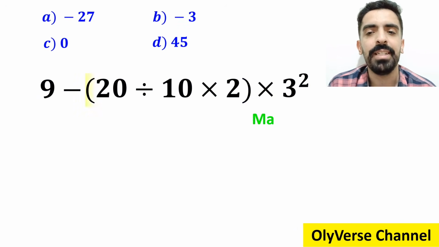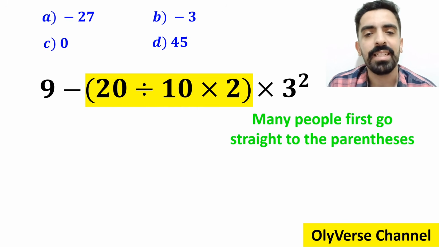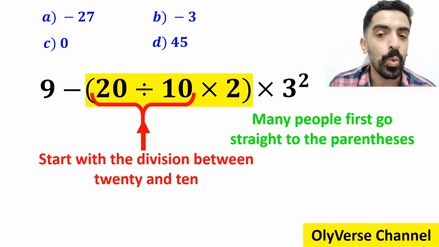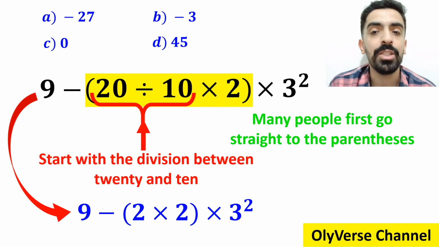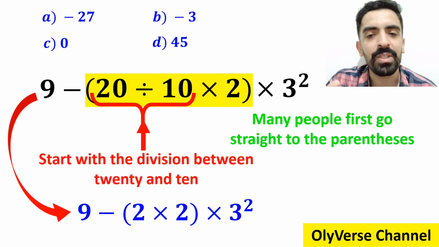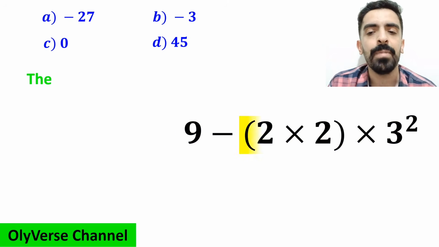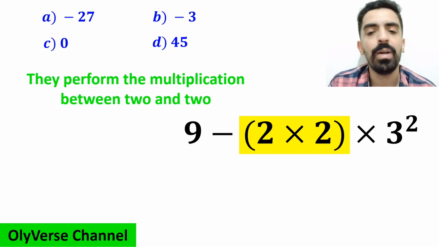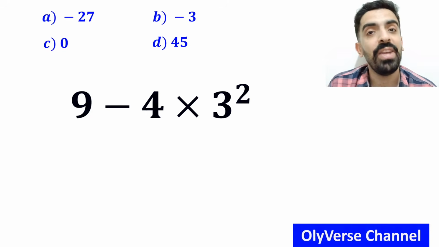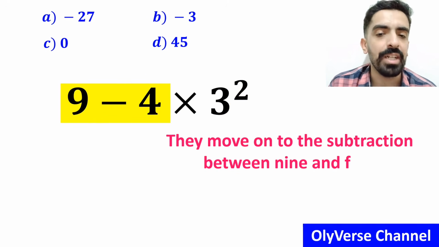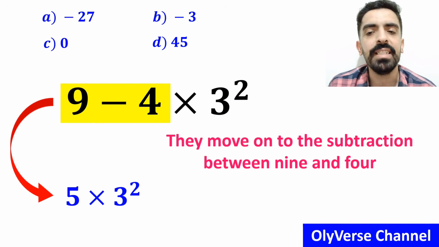To solve this question, many people first go straight to the parentheses and start with the division between 20 and 10. So, they rewrite this expression as 9 minus 2 times 2 inside the parentheses and multiplied by 3 squared. In the next step, they perform the multiplication between 2 and 2 and simplify this expression to 9 minus 4 multiplied by 3 squared. Then, they move on to the subtraction between 9 and 4 and rewrite this expression as 5 multiplied by 3 squared.